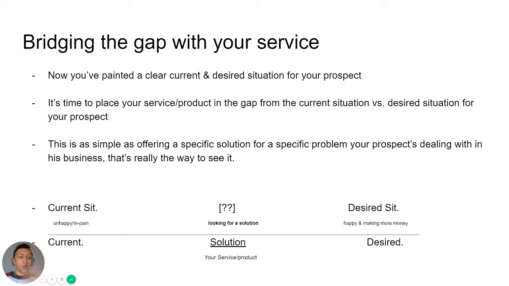And then to the next thing, guys, at this point, you've got a clear, defined current situation as well as a desired situation, and then it's time to bridge the gap with your service, right? Now you've painted the clear current and desired situation for your prospect, and it's time to place your service and product in the gap between the current situation and the desired situation for your prospect. And this is really just as simple as, as you can see, offering a specific solution for a specific problem your prospect's dealing with in his business. And that's really the simplistic way to look at it.